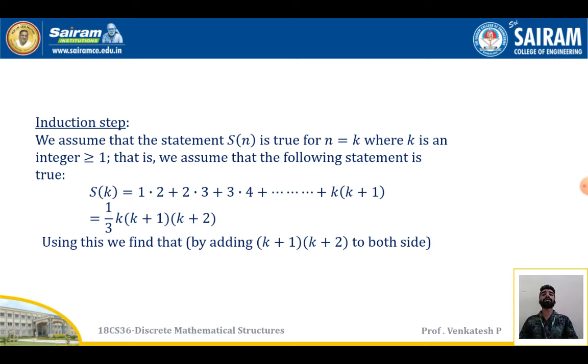So now I must prove that S of k plus 1 is true. To prove S of k plus 1 is true, I am just converting k as k plus 1. So I am going to add a few terms now. How to add? Since here k into k plus 1 is there, to convert the equation to S of k plus 1, I must add k plus 1, k plus 2 on both the sides.